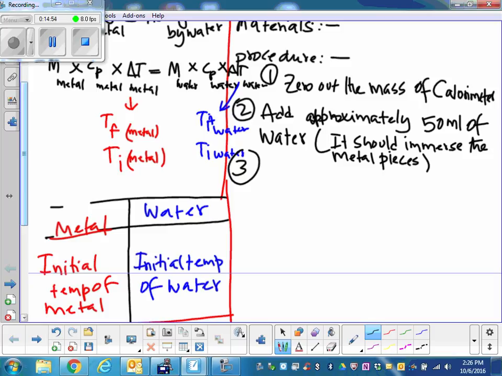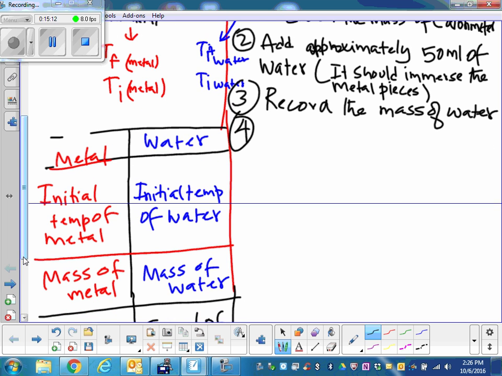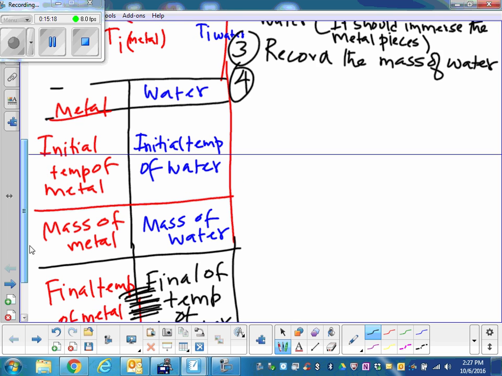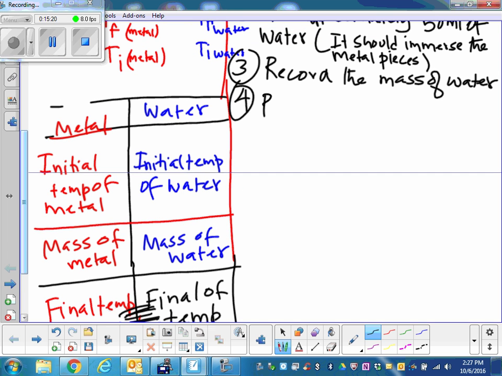Yes. Okay, record the mass of water. So I got one measurement down. What is my next step? These are the things I need, guys. What is my next step? What? Okay, record the temperature.